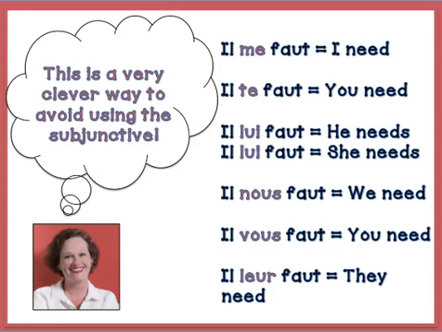In the meantime, can you possibly just memorize these in this one particular context: il me faut, I need, il te faut, you need, il lui faut, il nous faut, il vous faut, and il leur faut, they need. D'accord? All right, so by the way, using this grammatical construction is a very clever way to avoid the subjunctive if you've not yet mastered that. I'll show you what I mean in just a second.